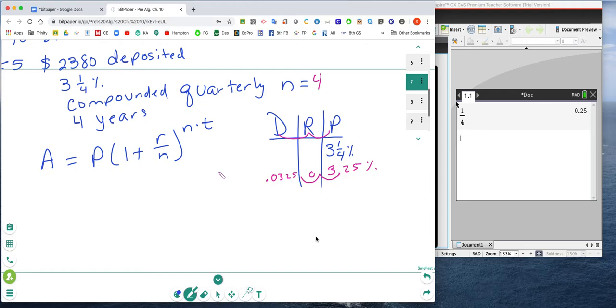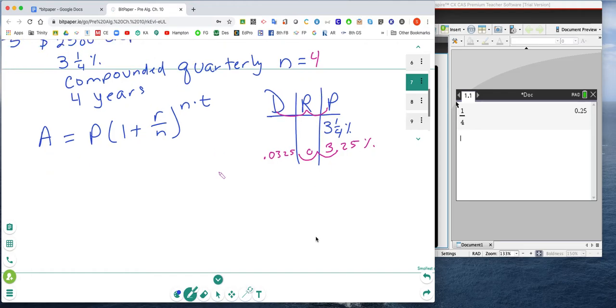So let's go ahead and start plugging in. So A, or our account balance, is going to equal principal, which is our deposit, 2380 times 1 plus, now we're going to put our fraction in, 0.0325.